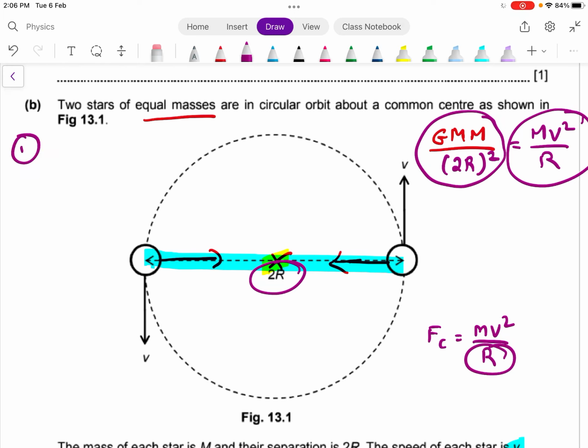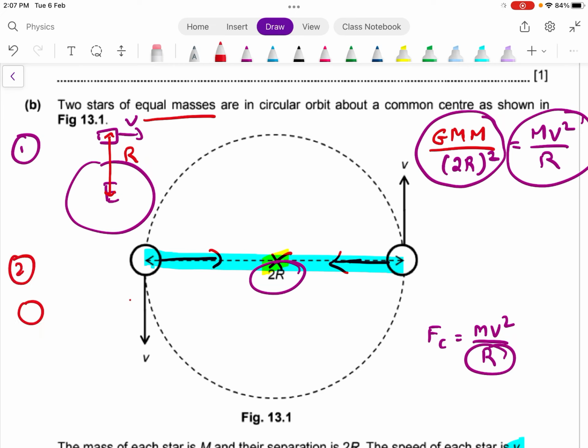In the first case we learned, this is the Earth and this is the satellite. To determine the G force on the satellite, I simply use GMM over R, the distance between the center of the Earth and the satellite. But for the binary star, the distance between the stars goes from here all the way to here. So this is 2R, and the G force is GMM over (2R) squared.